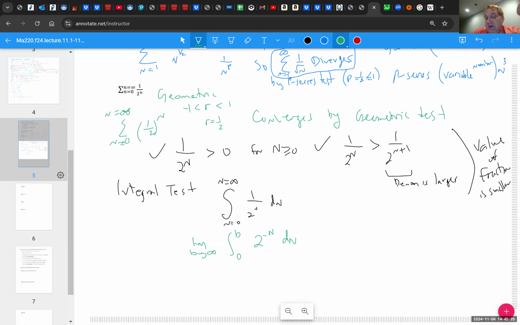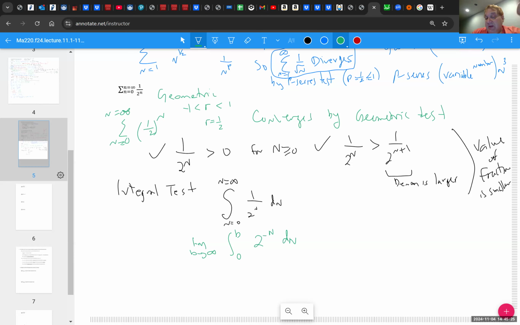We might use some u substitution here. u is equal to negative n. du/dn is negative 1. So our dn becomes negative du. And we can integrate this. A lot of people know how to integrate this without doing a u substitution, but I'll let you fill in the details for the u substitution as you wish.